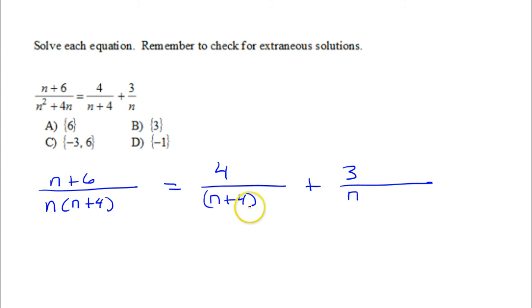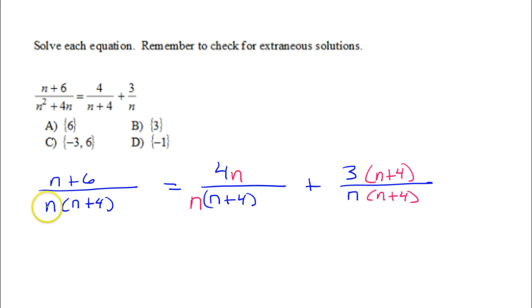The next denominator has n plus 4, but it does not have the n. So I'm going to provide the n, which I can do as long as I put it in the numerator and the denominator. Now the third fraction has the n, but it does not have the n plus 4. So I'll go ahead and put n plus 4 in the numerator and the denominator. Now my denominators are all the same.